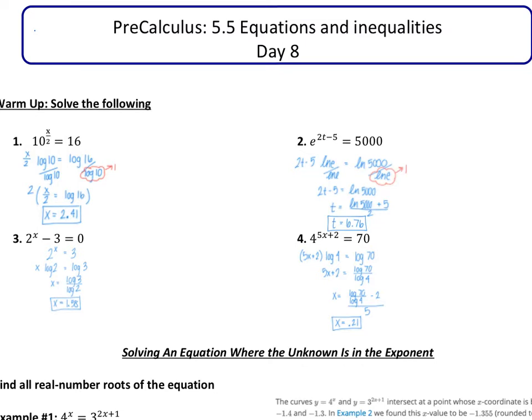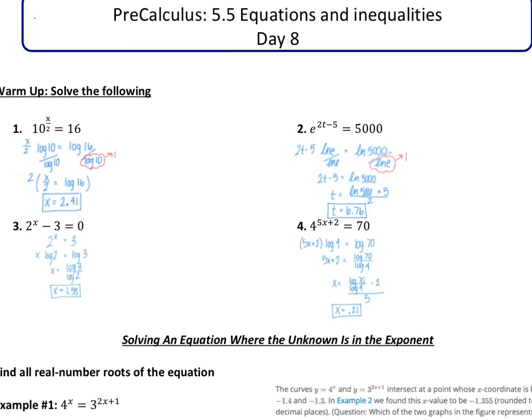So most of these are review, actually all these are review. Number 4 was actually from our day 7 notes, so hopefully that came back to you. But for all of these, you're going to do whatever you need to get x by itself. Usually that means apply log to both sides or ln to both sides. Use your calculator when you approximate and make sure you close your parentheses. If you got any of these wrong, please go back, find your mistake, as this is review.